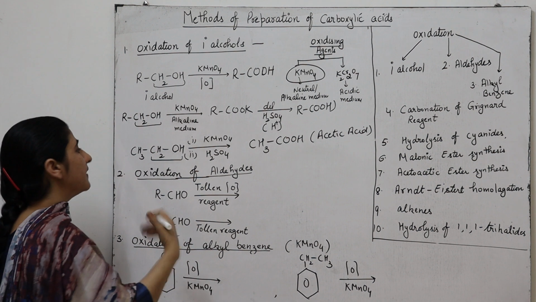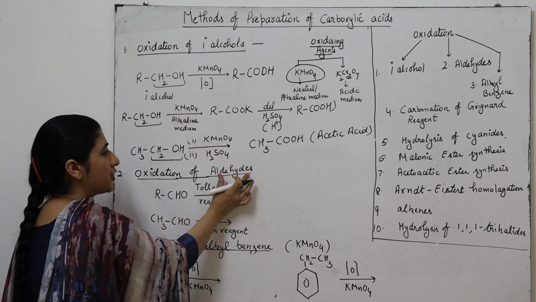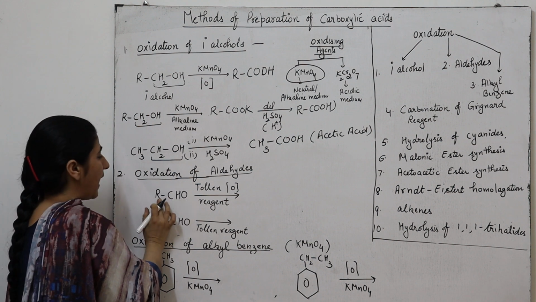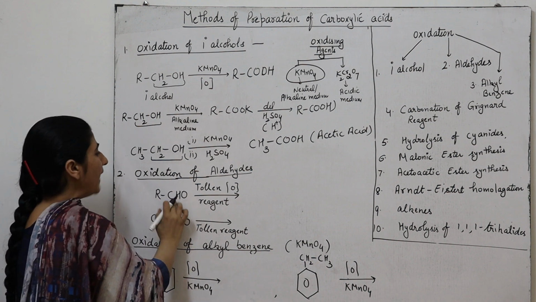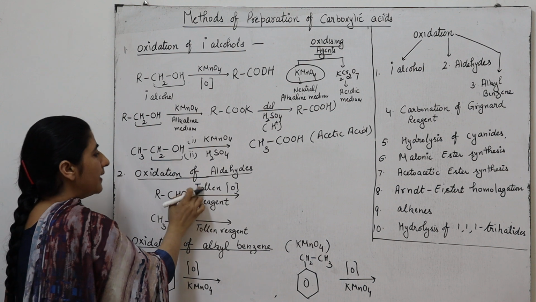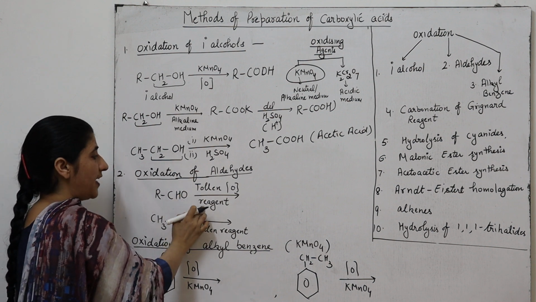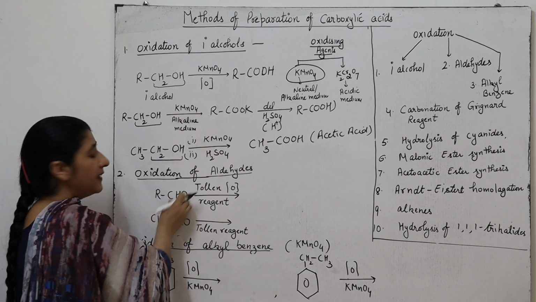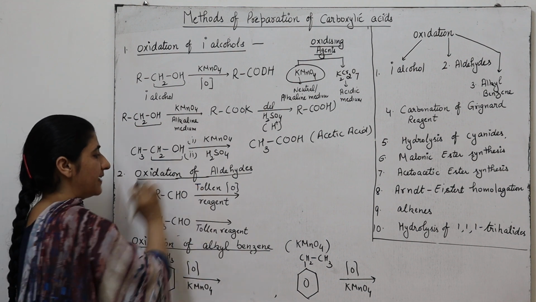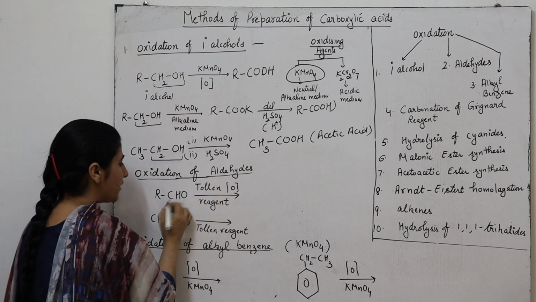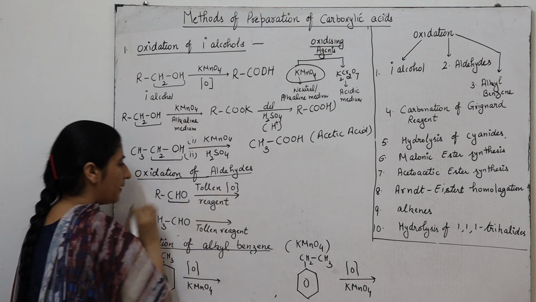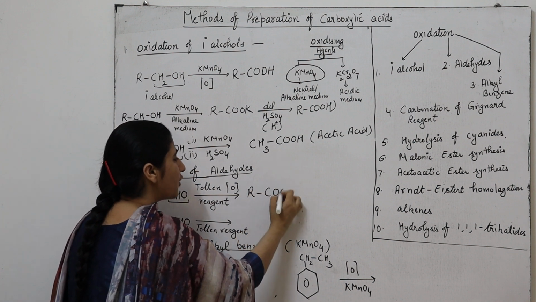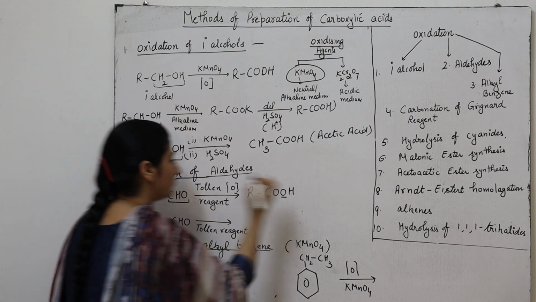Second, carboxylic acids are also produced from the oxidation of aldehyde. We have the aldehyde general formula RCHO. When it undergoes oxidation in the presence of Tollens reagent, which acts as a mild oxidizing agent, the aldehyde may oxidize. After the oxidation, this aldehyde group is converted into a carboxylic acid by the addition of oxygen.